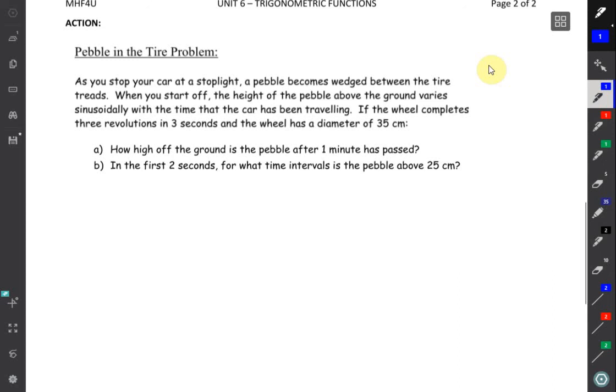How high off the ground is the pebble after 1 minute has passed? And in the first 2 seconds, for what time intervals is the pebble above 25 centimeters? So once again, we're going to start by writing down key values and then graphing this.